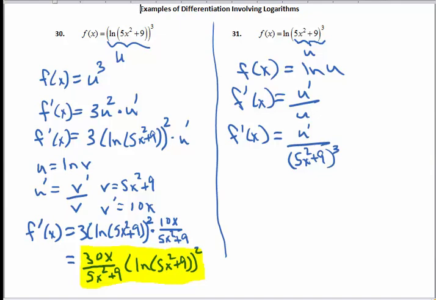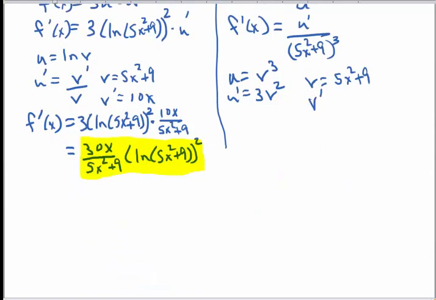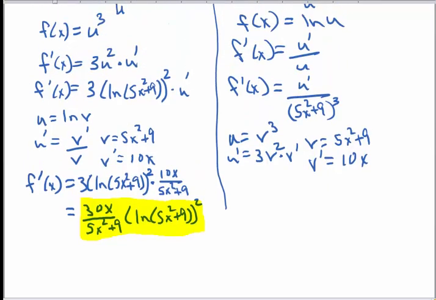Right? But now here's the problem. U itself is really 5x squared plus 9, which I'll call v, to the third. So u prime is actually going to be 3v squared. But of course, v is 5x squared plus 9. And we also need v prime, which is going to be 10x, right? Because u prime is actually going to be 3v squared times v prime. So what do I have now?